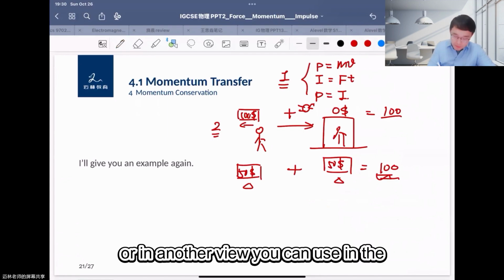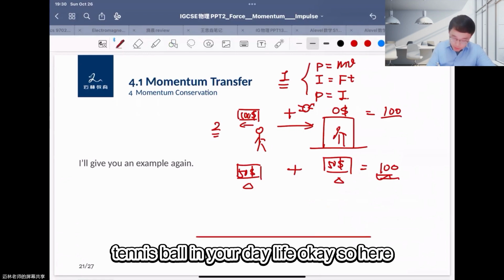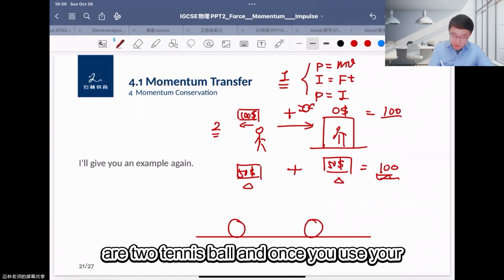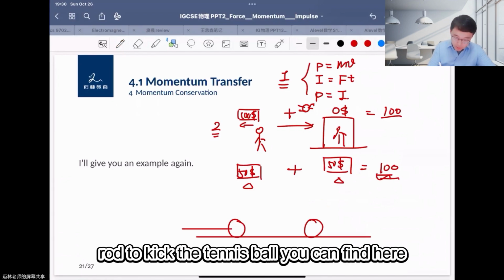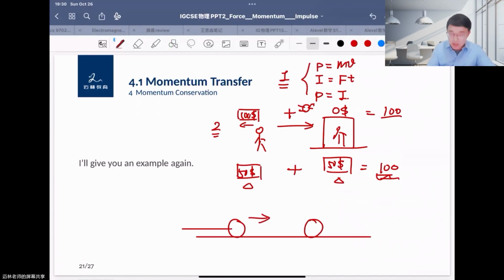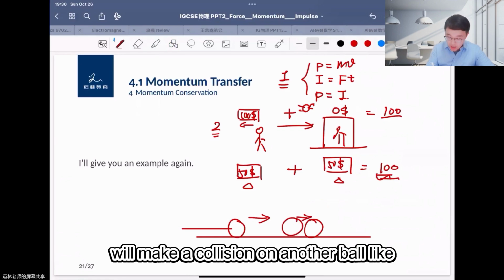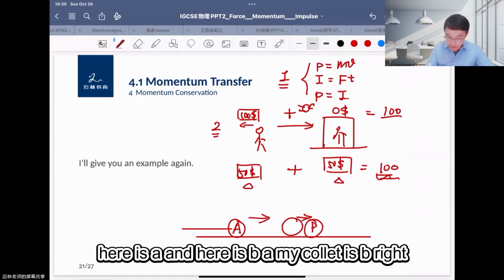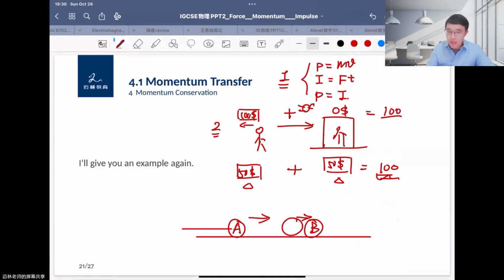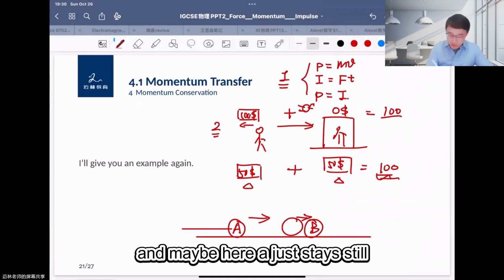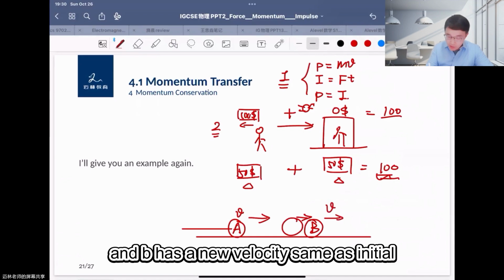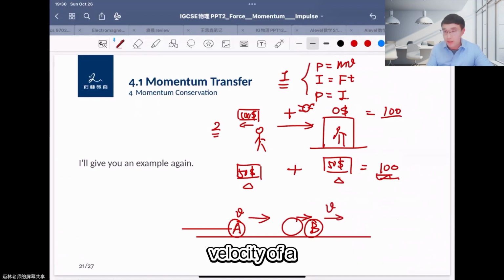Or in another view, you can use the tennis ball in your daily life, okay? So here are two tennis balls. And once you use your rod to kick the tennis ball, you can find here, after hitting, the tennis ball just moves forward and it will make a collision with another ball. Like here is A and here is B. A will collide with B, right? And maybe here A just stays still. And B has a new velocity, same as the initial velocity of A.